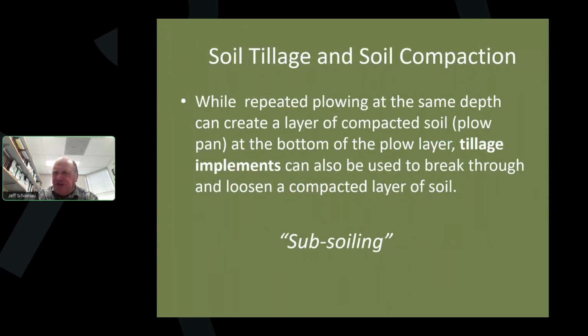So we think about tillage and soil compaction, and we recognize that repeated plowing at the same depth can actually create a layer of compacted soil, what's sometimes called a plow pan. You could actually find this in the old summer fallow days at about the depth where you were going every year with that chisel plow. Right below it, you could find a sort of plow pan where there was a little compacted layer, higher bulk density, greater soil strength. We also recognize that tillage implements can be used to break through and loosen that compacted layer of soil, and that's a process that we refer to as subsoiling.